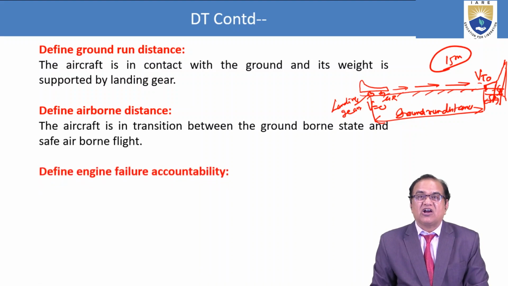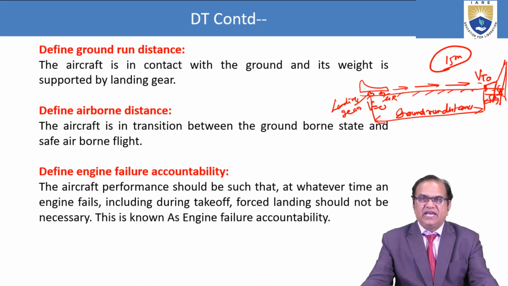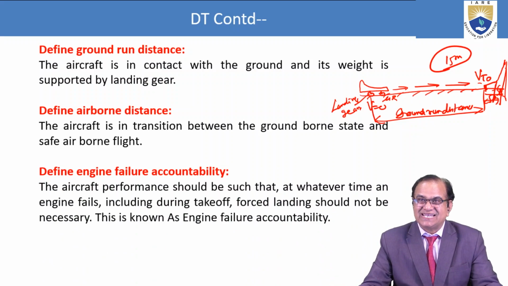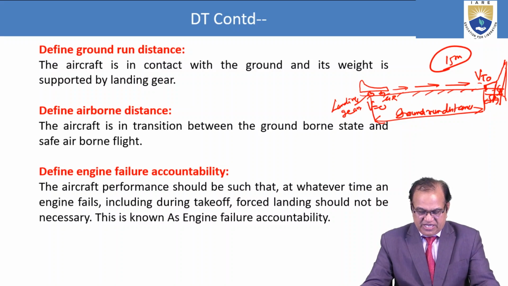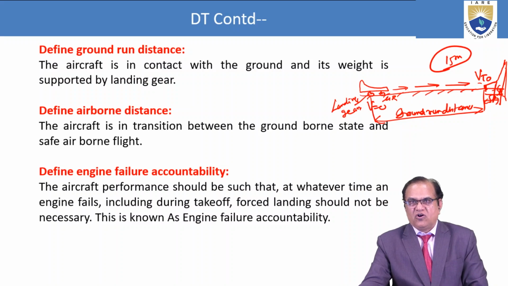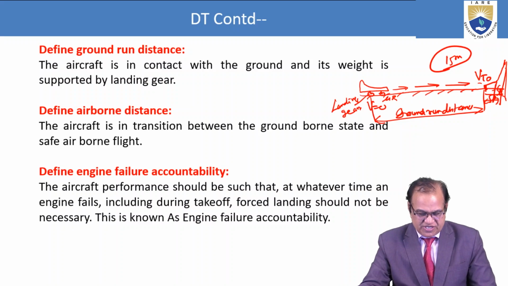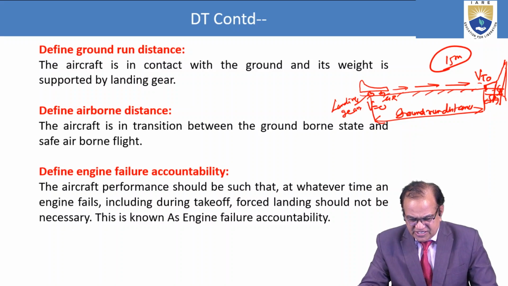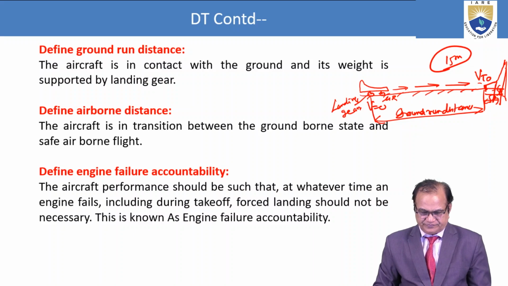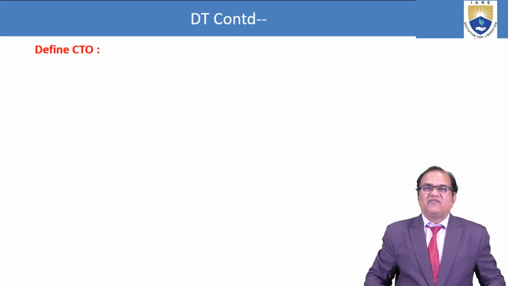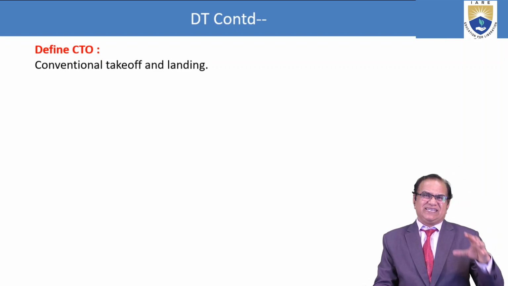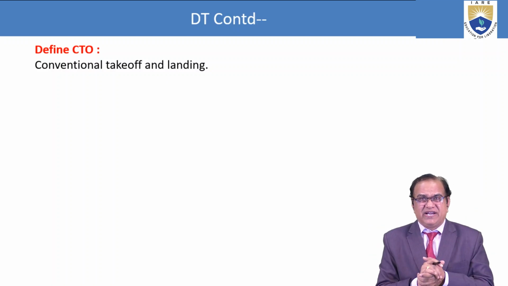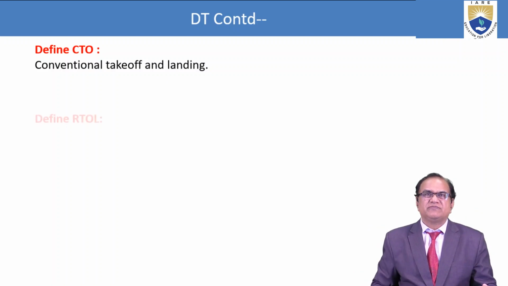Define engine failure accountability. The aircraft performance should be such that at whatever time an engine fails, including during takeoff, during forced landing, and should not be necessary. This is known as engine failure accountability. Define CTO, conventional takeoff and the landing. It is a simple and traditional way of landing, that is called the CTO.